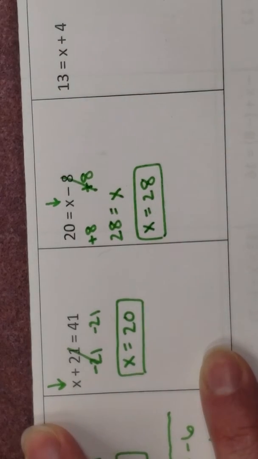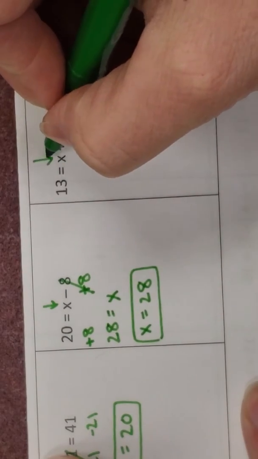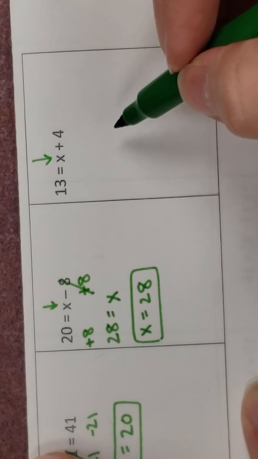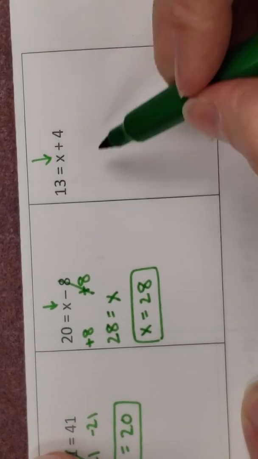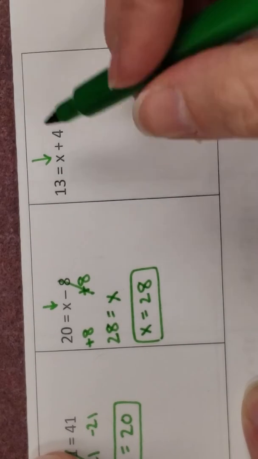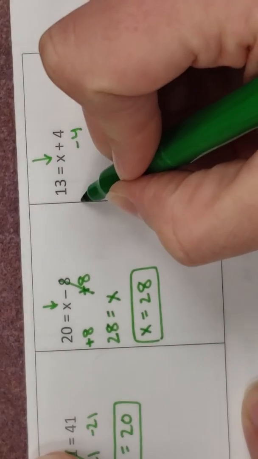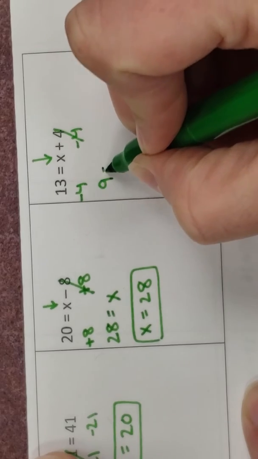Okay. For this next one, again, the variable is on the right. Sometimes it's difficult to determine if you should be moving the 4 or the 13. So what I do is I draw an arrow to the x, and that helps my eyes narrow in on the side that I'm trying to chip things away on. So I want this x to be alone. So it's with a positive 4. Reverse of positive 4 is a negative 4. 13 minus 4 is 9 equals x.